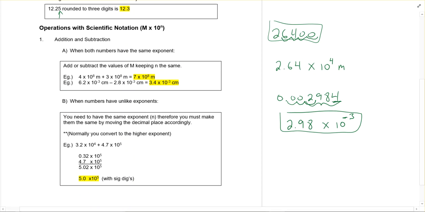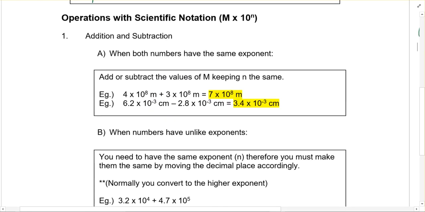Now, if we are doing operations, so adding or subtracting, multiplying and dividing, we just have a few ways of doing that. So adding and subtracting, when both numbers have the same exponent. If they have the same exponent, like they're both to the power of 8 here, it's easy. All you've got to do is add your numbers. So this just becomes 7 times 10, and then just keep the 10 to the 8 the same. I've got another example below there.